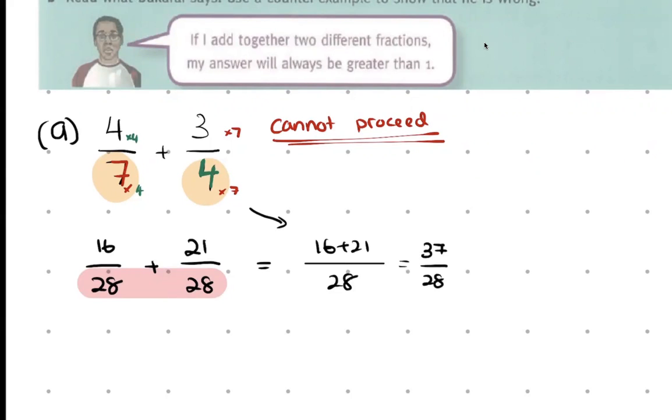Then here, a simple one, we change it into a mixed number. Your question is, how many 28s are there in the numerator? The answer is only 1. So 28 plus 9 is equal to 37. So it's 1 and 9 over 28. I cannot simplify it anymore, so you can just leave it like that.